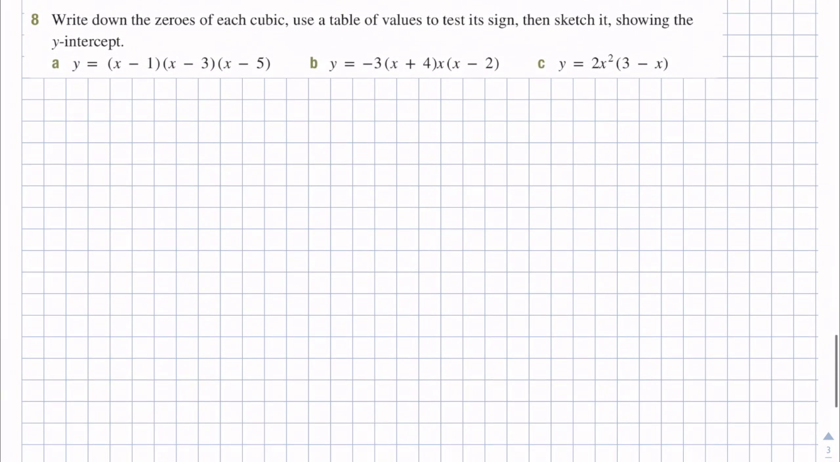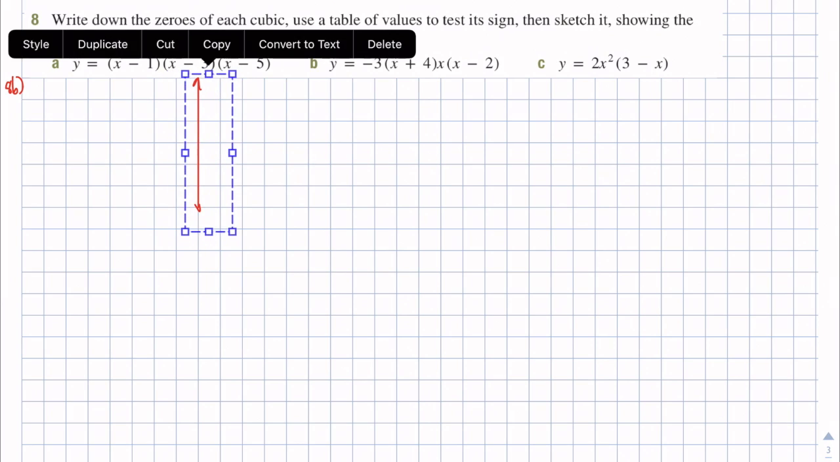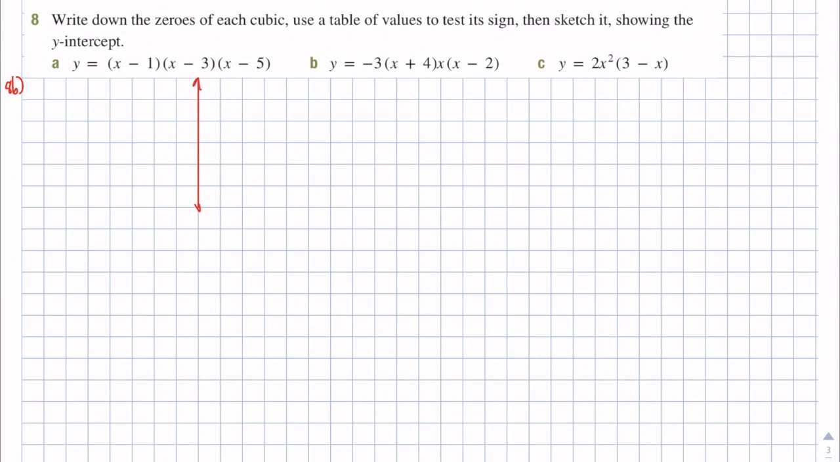Now, question 8. 8a is really easy. I'm not going to do it. 8b, still fairly easy, but I am going to do it. 8b. So what we've got are zeros at -4, 0, and +2. Y, x. So the zeros, well, we have x plus 4 equals 0, so x equals -4.